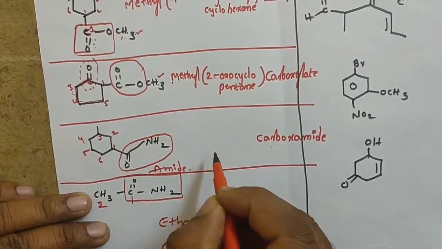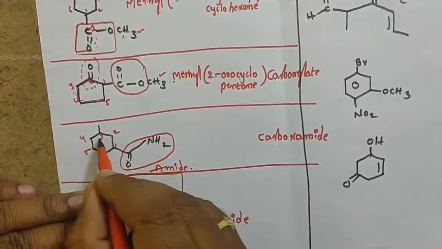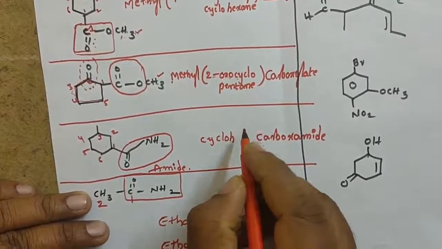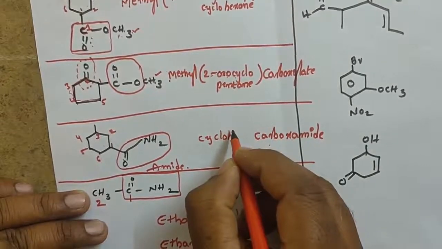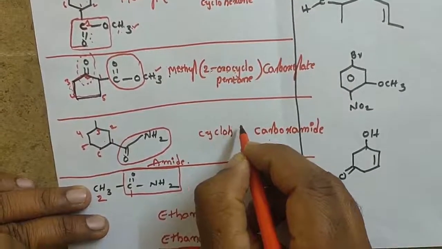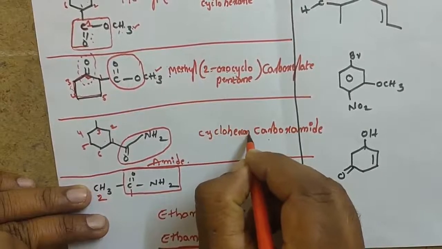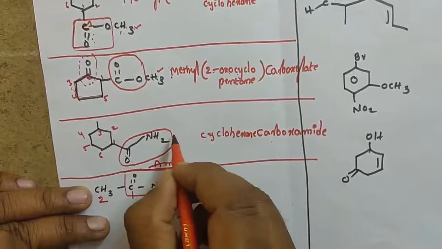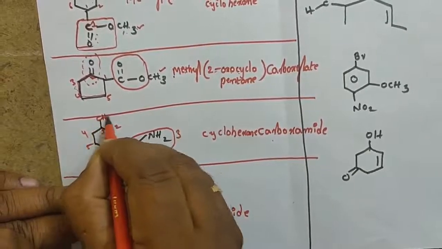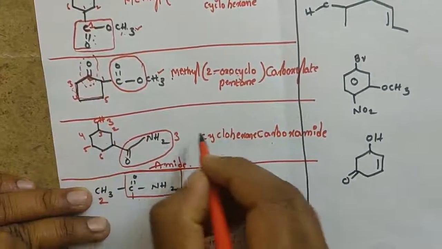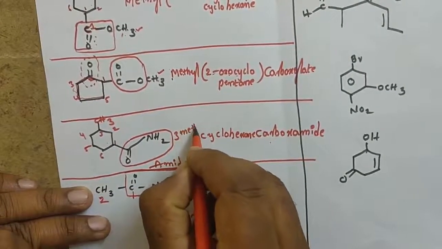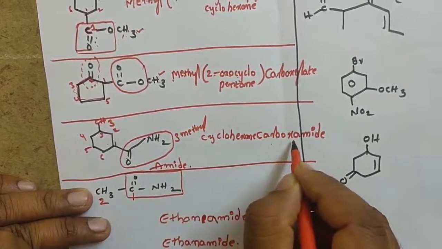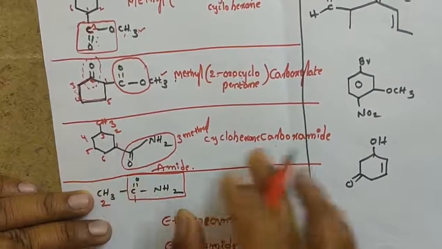Six is nothing but what? Cyclohexane. But cyclohexane is our prefix, and which is attached to the what? Third position. There is a presence of CH3 here. That's why 3-methyl cyclohexane carboxamide is the entire structure of this one.